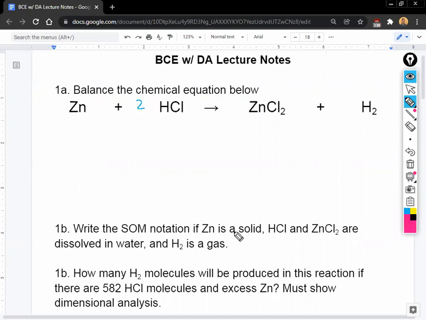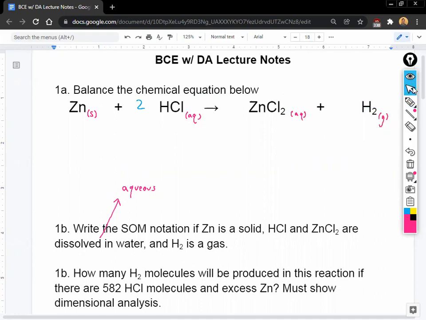So zinc is a solid. Next to zinc, we're going to put an S in parentheses, kind of a small one, a subscript. Okay. And then for HCl and ZnCl2, it says it's dissolved in water. If it's dissolved in water, we call it aqueous. It's just a fancy way of saying it's dissolved in water. So we're going to put an AQ next to these molecules. And then H2 is a gas, so we're going to put a G next to it.